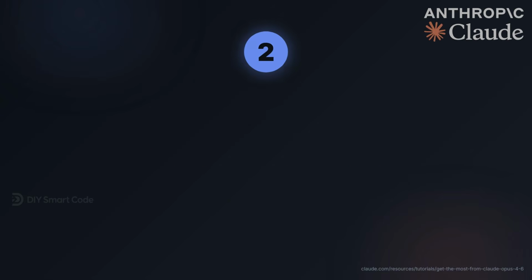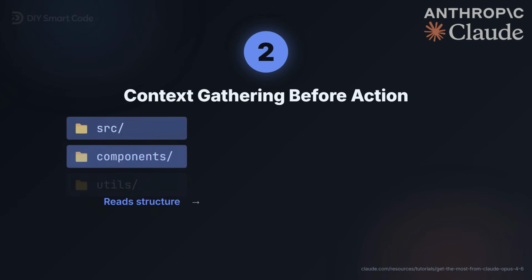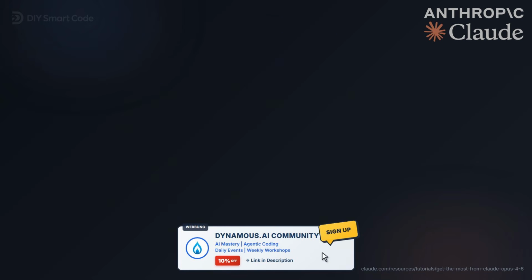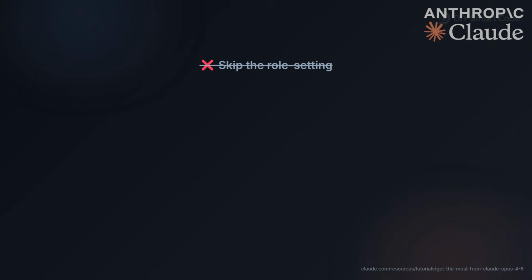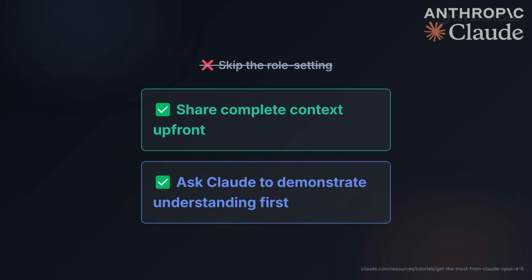Shift number 2. Context gathering before action. This one changes your entire workflow. Before writing a single line of code, Opus 4.6 reads your file structure, checks dependencies, studies existing patterns. Yes, the session starts a bit slower. But the output? Dramatically more accurate on complex tasks. Drop the artificial role setting. Skip the "you are a senior engineer" preamble. Instead, share complete context upfront and ask Claude to demonstrate understanding before it starts building.